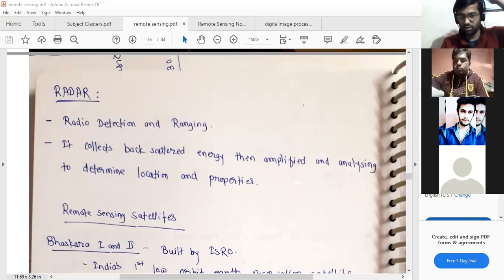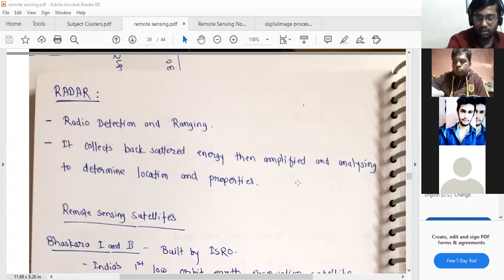Okay, so first tell me what is radar. You know radar. Radars are using radio frequencies. Okay, you know the electromagnetic spectrum. In the electromagnetic spectrum, on the right hand side of the diagram, you have radio waves, which have the highest wavelength.